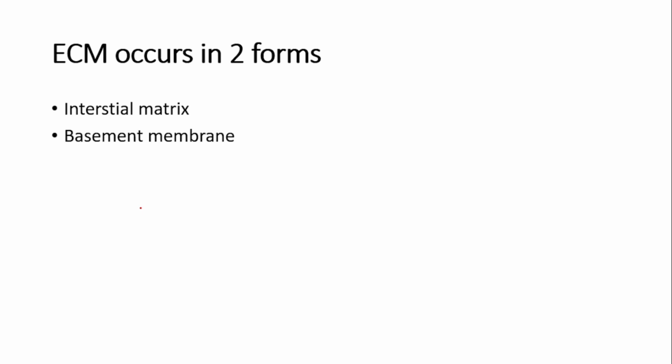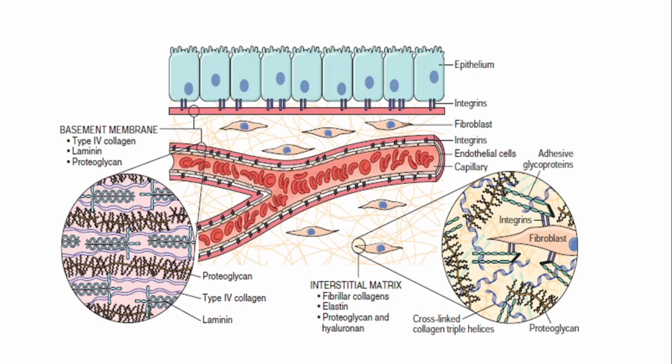This extracellular matrix occurs in two forms: interstitial matrix and basement membrane. So this is a picture from Robbins. As the name suggests, interstitial matrix means the tissue or space which is present between the cells. The components of interstitial matrix are collagen, elastin, proteoglycan, and hyaluronan. And the other one is the basement membrane.